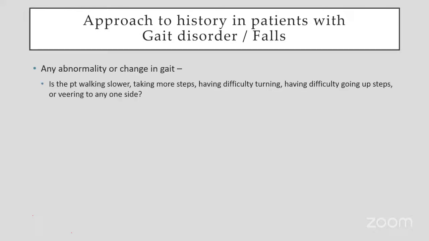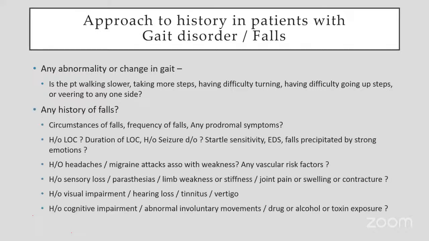Sir, first of all, we should ask the patient or the relatives whether there is any abnormality or change in gait. Is the patient walking slower, taking more steps, having difficulty turning, having difficulty going up steps, or is the patient veering towards any one side? Is there any history of falls? In falls, we have to ask for the circumstances of falls, the frequency of fall, any prodromal symptoms such as giddiness, diminution of vision, sensation of cold extremities, or anything favoring orthostatic hypotension.